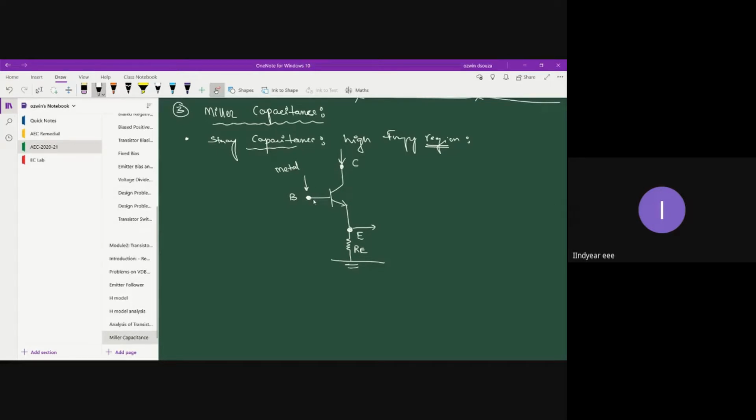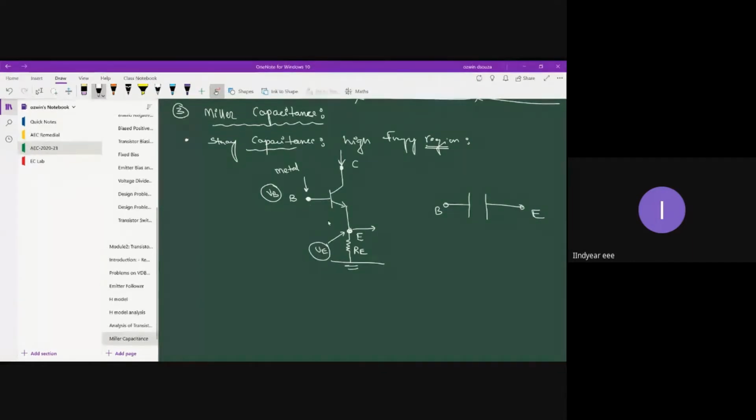But what happens is that during the transistor operation, the base terminal will be at some voltage VB, and the emitter terminal will be at some voltage VE. Now, both the base terminal and emitter terminal are made up of metals. So I will try to show you the equivalent circuit. This is your base terminal and this is your emitter terminal.